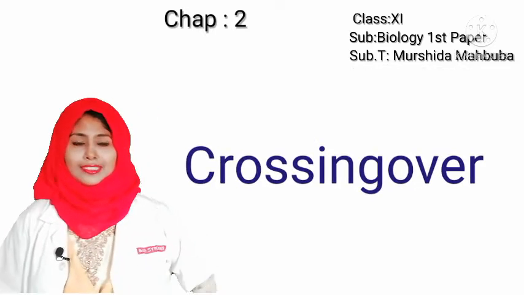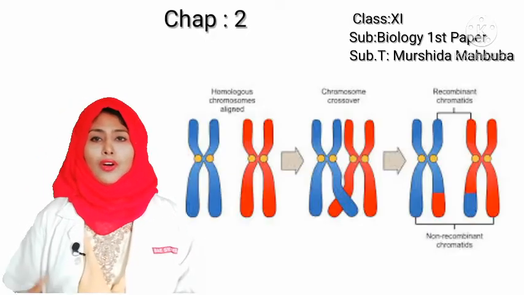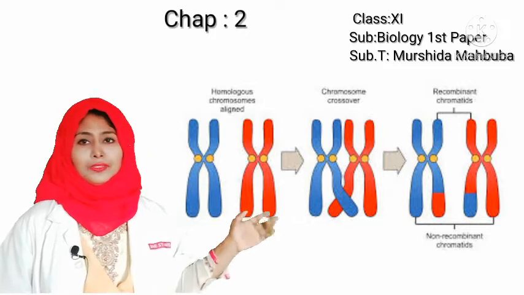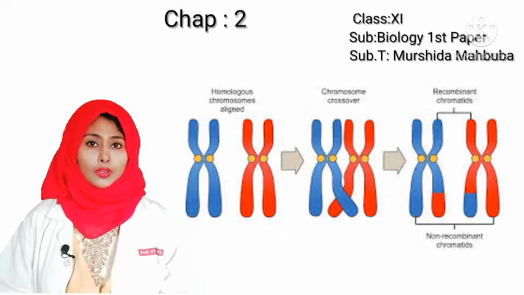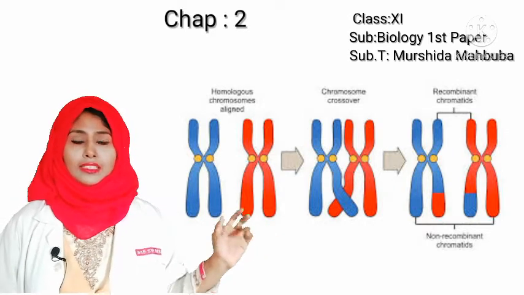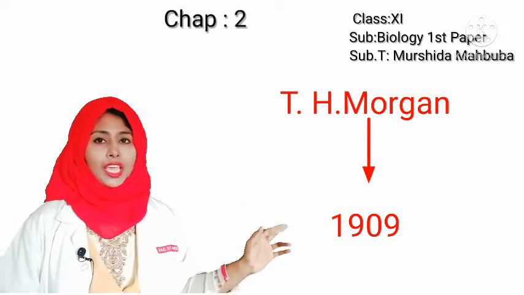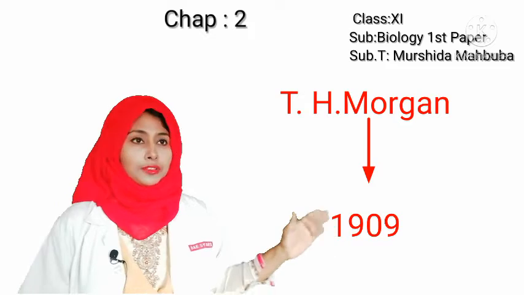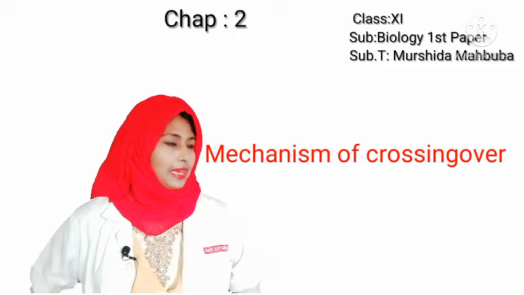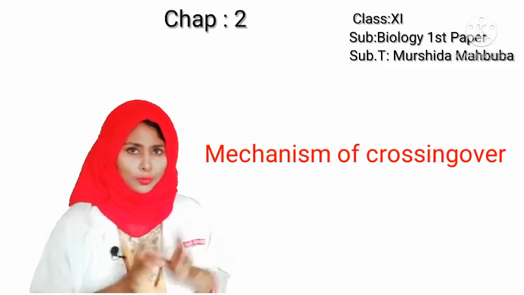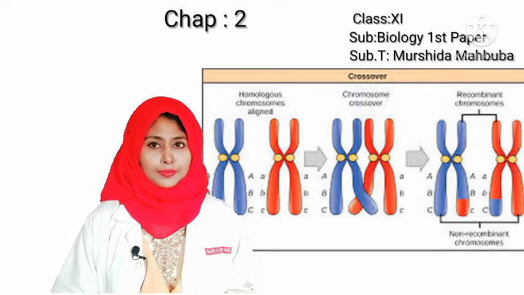Crossing over. The exchange of some parts or genes between the two non-sister chromatids of paired homologous chromosomes is known as crossing over. In 1909, Thomas H. Morgan observed crossing over in maize plant. Okay, now the mechanism of crossing over. At first, homologous chromosomes come together to form pair or synapse.